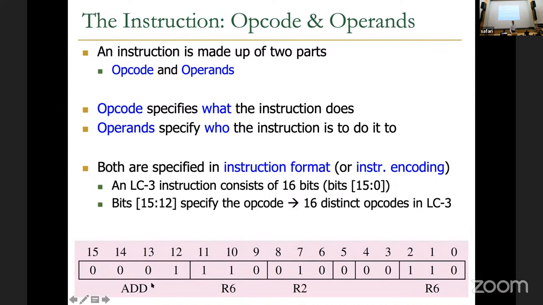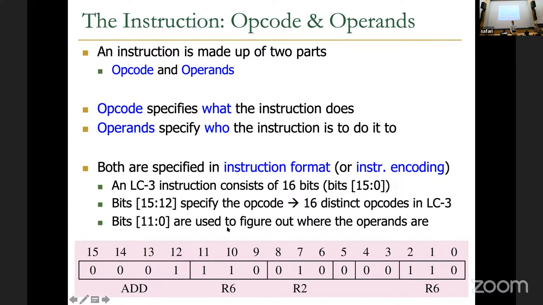This is the opcode. Bits 15 through 12 specify the opcode. So there are 16 distinct opcodes in LC3. And you can now see that these four bits can be input into a decoder. That decoder is a four input, 2 to the 4 output decoder. So you know exactly which instruction it is just by looking at these bits, right?